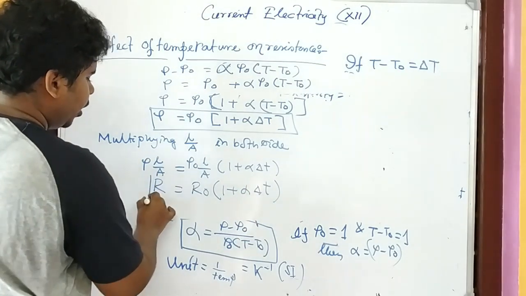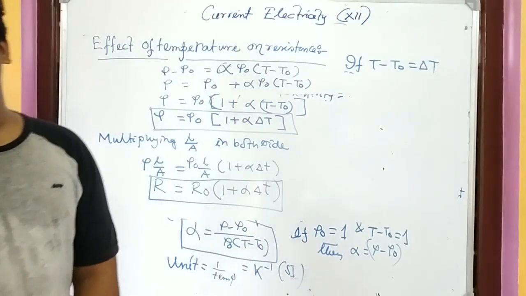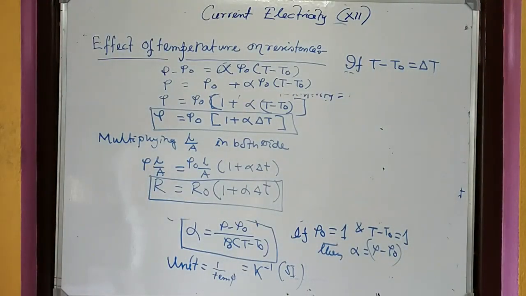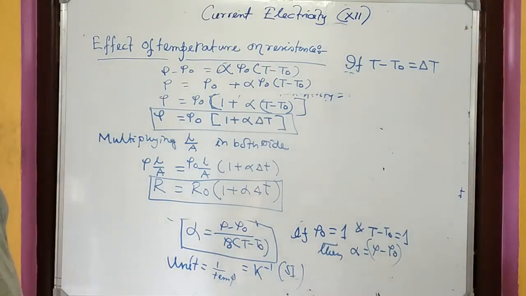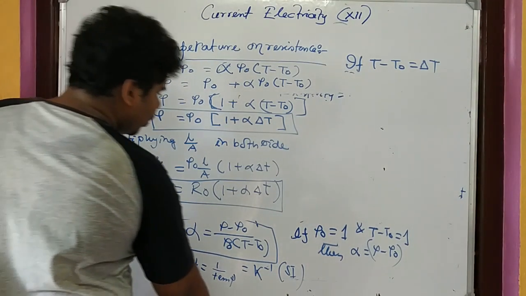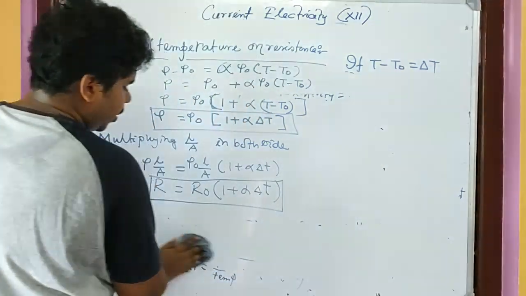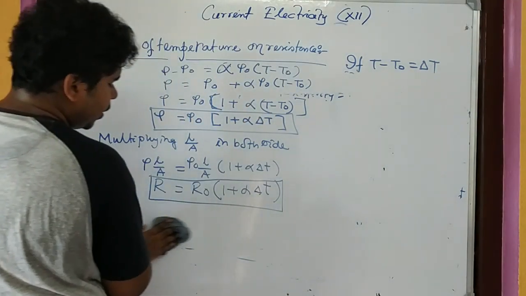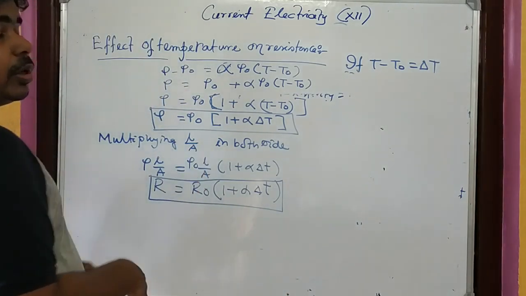So if I know the change in resistivity with the temperature, I am able to find the resistance also. We can find the resistance by this formula, where alpha is the temperature coefficient of resistance. Now, how does this temperature coefficient change? As the temperature coefficient changes, the resistivity will change.